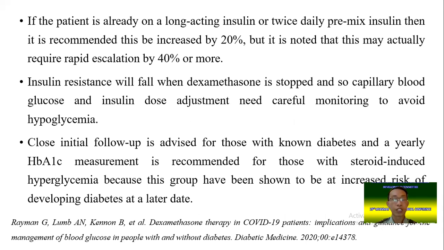If the patient is already on long-acting insulin, we should increase the dose by 20%, and insulin resistance will fall when the dexamethasone is stopped. So glucose monitoring and dose adjustment is needed to avoid hypoglycemia. Close initial follow-up is advised, and for those with known diabetes, yearly HbA1c measurement is recommended for those with steroid-induced hyperglycemia.